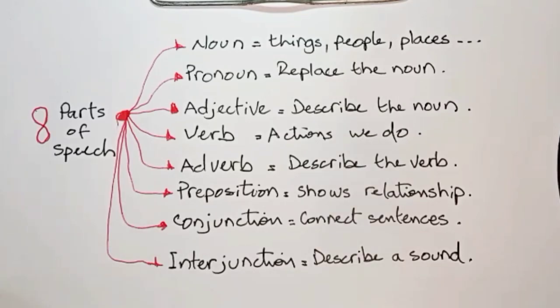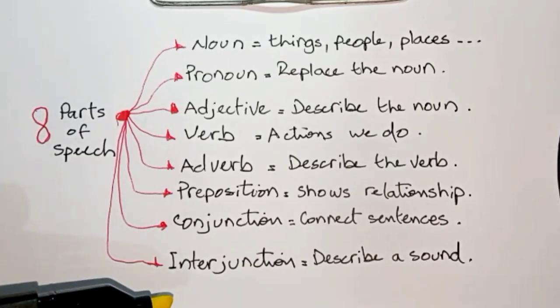Conjunctions now. Conjunctions connect sentences. So what I want you to do is remember something called FANBOYS. FANBOYS: for, and, nor, but, or, yet, so. In addition to that, we have words like because, while, when, however, etc.